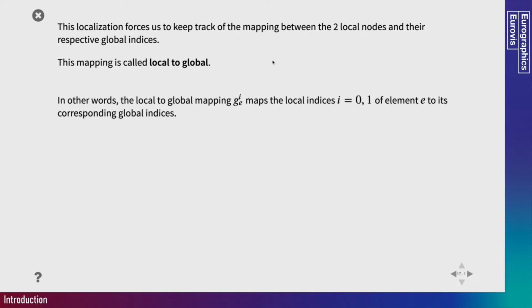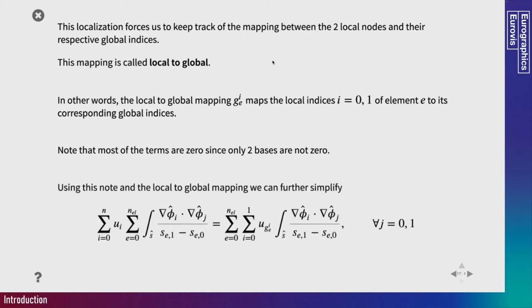So what we'll have here is this local to global mapping, which I would call g_E(i), and it maps the local indices 0, 1 of an element E to the corresponding global indices. So we know we have two non-zero bases, which is why the index i is only 0, 1. If we use this global mapping, instead of summing over all n, we know most of them are 0 and only two are non-zero, so we can sum over all elements and use the local to global mapping to use only the ones which are non-zero.